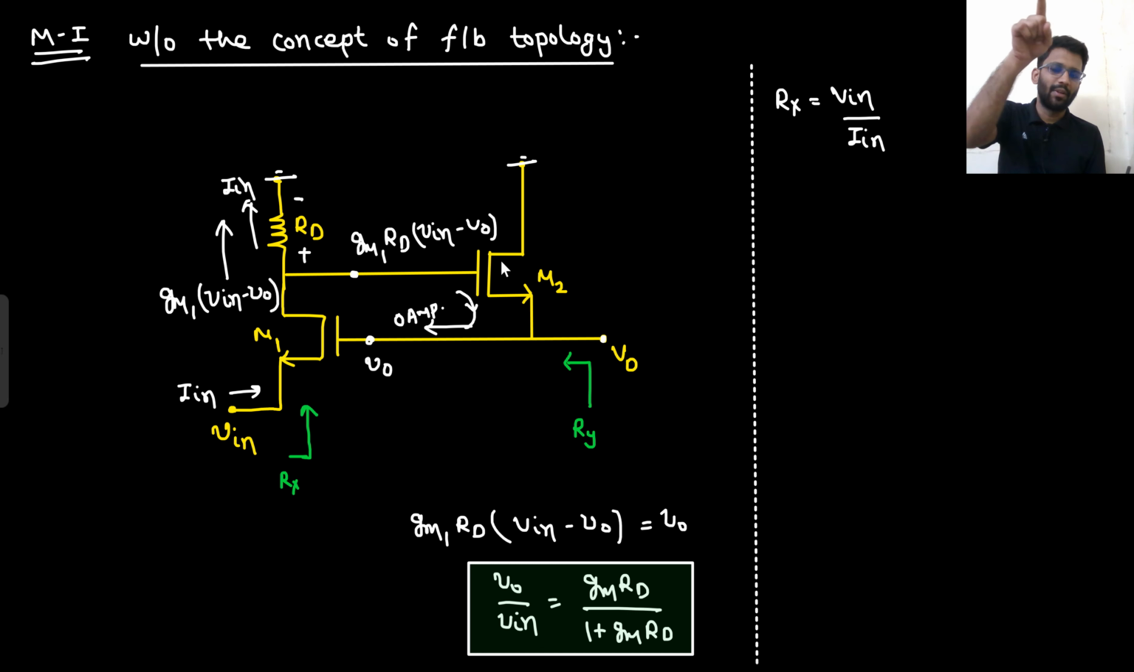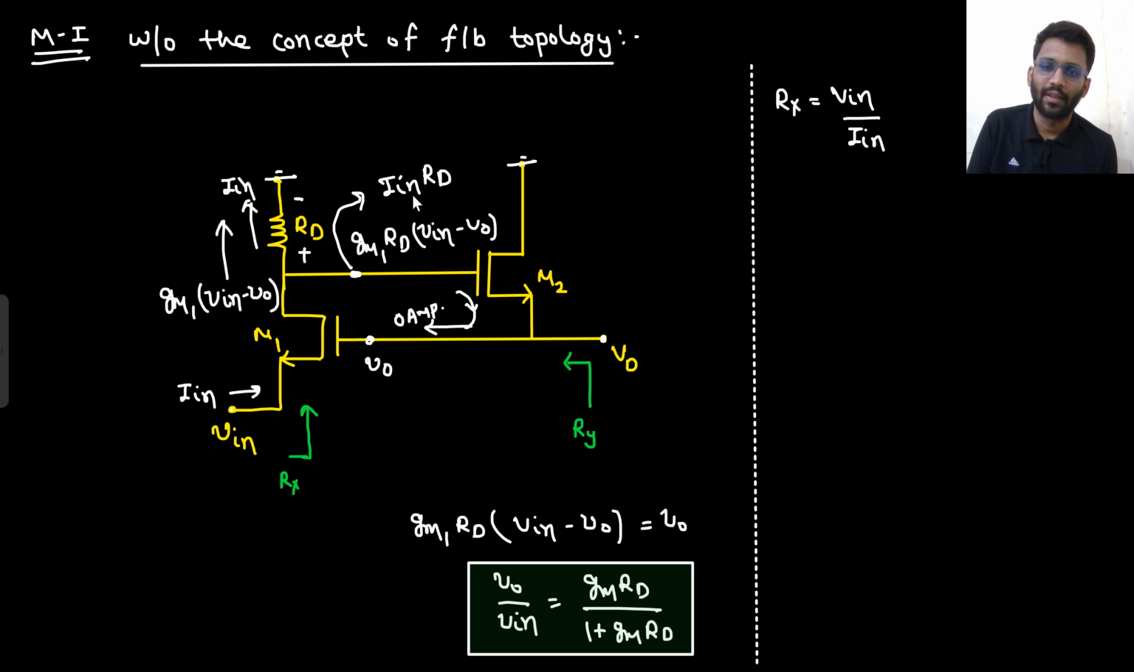So this I in will be going upward as well, right? Your target is to find V in by I in. So if this I in is going upward, what will be the drop here? The drop here would be I in into RD. Say yes or no. If this drop is I in into RD, this potential will also become I in into RD because gate and source voltage are the same. In this diagram, gate and source voltage are the same because there is no current here. So this will also become I in into RD, right?